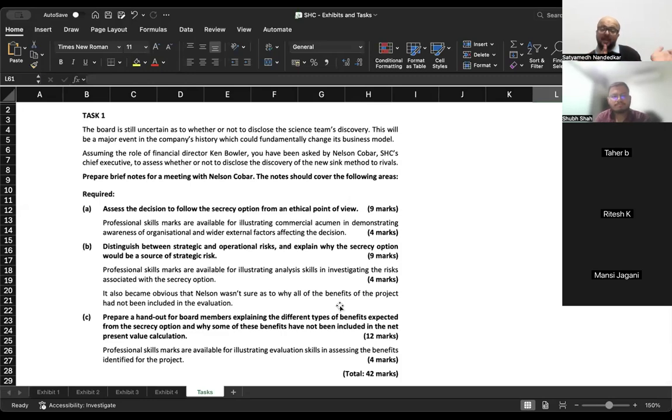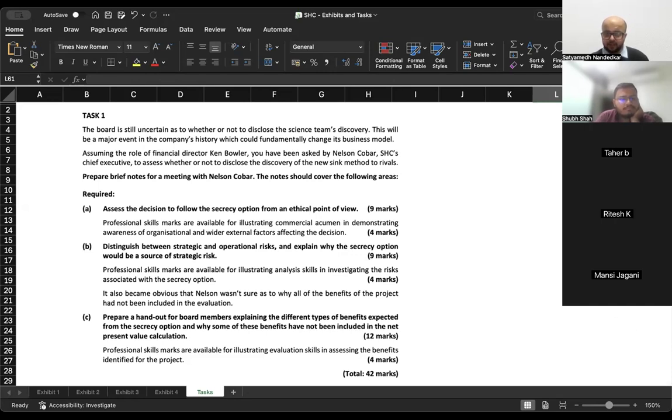With the tasks, your first task is to look at this information and try to see if you can correlate it with a specific exhibit. The board is still uncertain as to whether or not to disclose the science team's discovery. This will be a major event in the company's history, which could fundamentally change its business model. Assuming the role of financial director Ken Bowler, you have been asked by Nelson Kober, SHC's chief executive, to assess whether or not to disclose the discovery of the new sync method to rivals. Prepare brief notes for a meeting with Nelson Kober. The notes should cover the following areas.